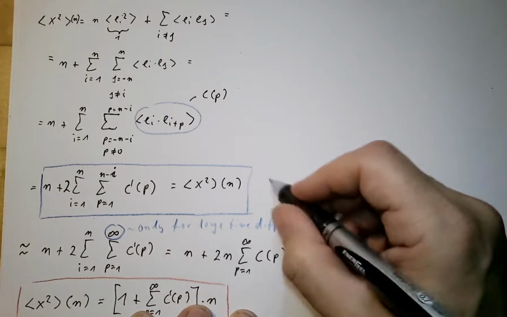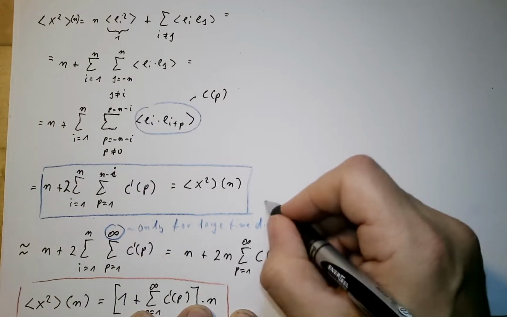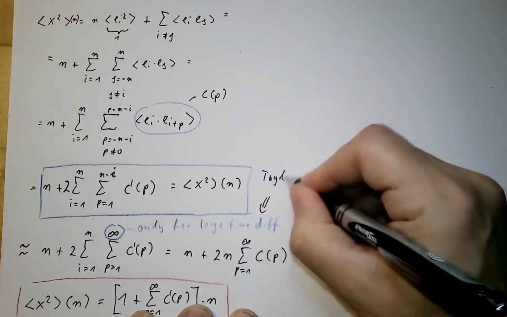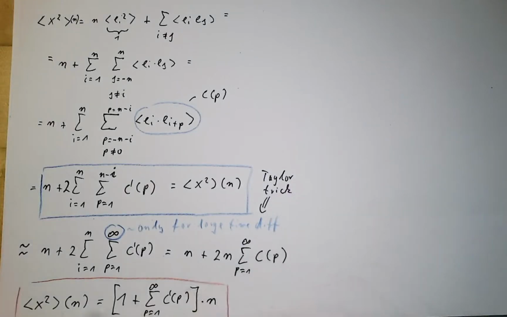Where should I write this? That is the Taylor trick. Yeah. And so that's also sometimes called the Taylor formula.